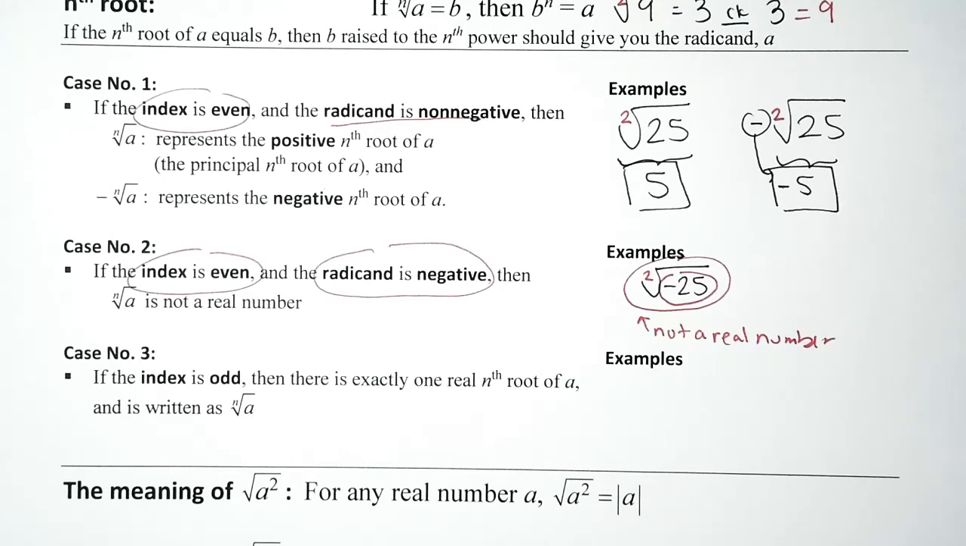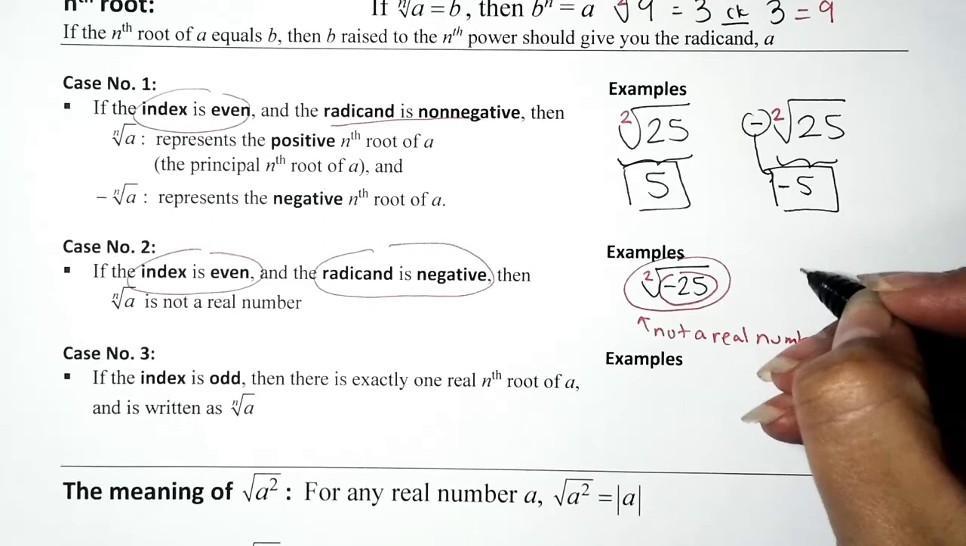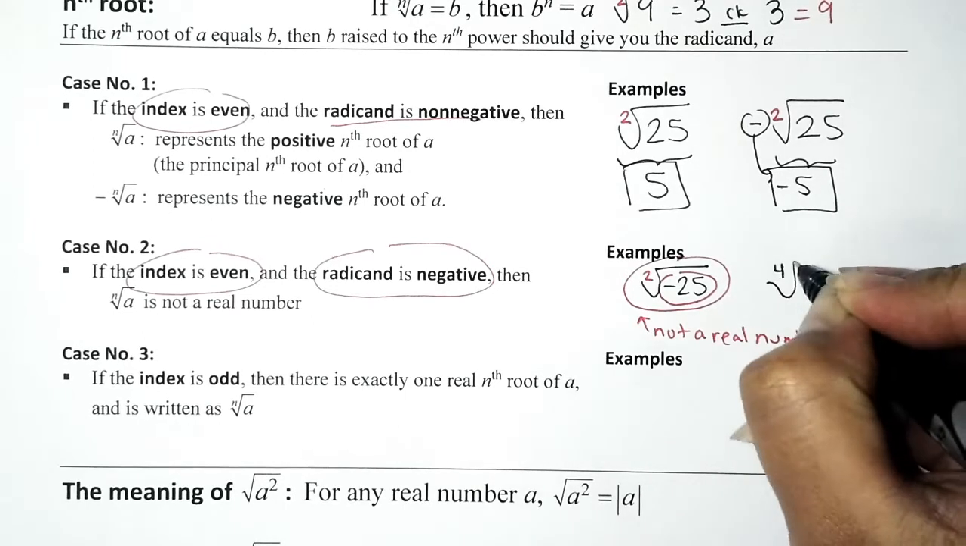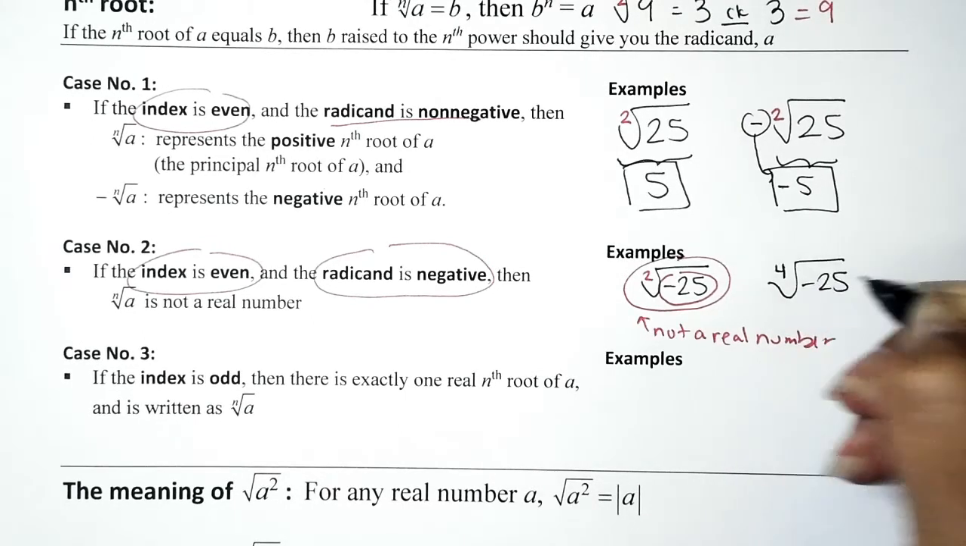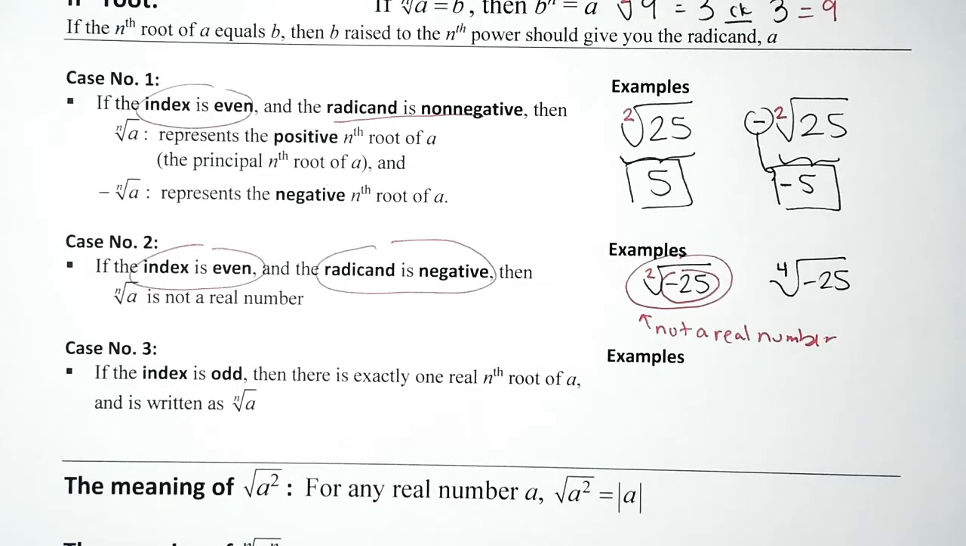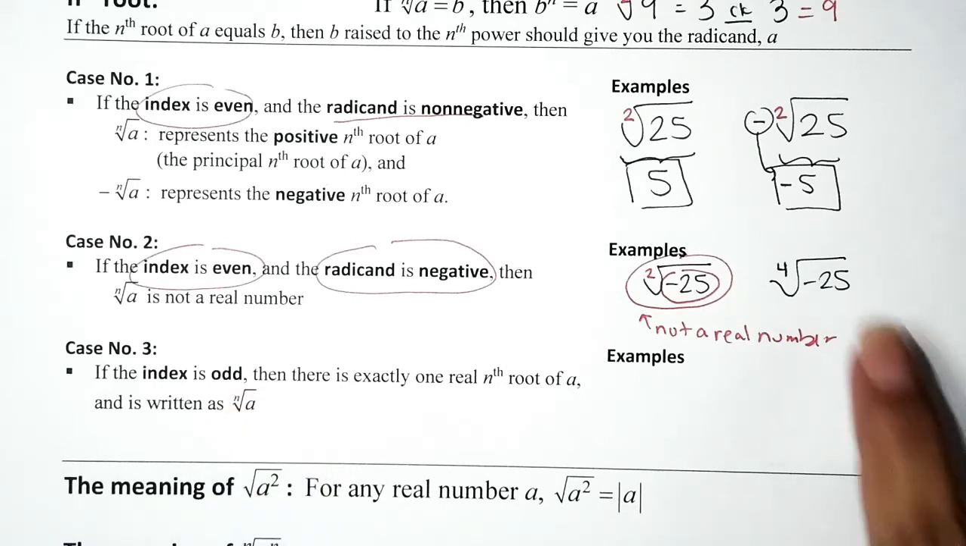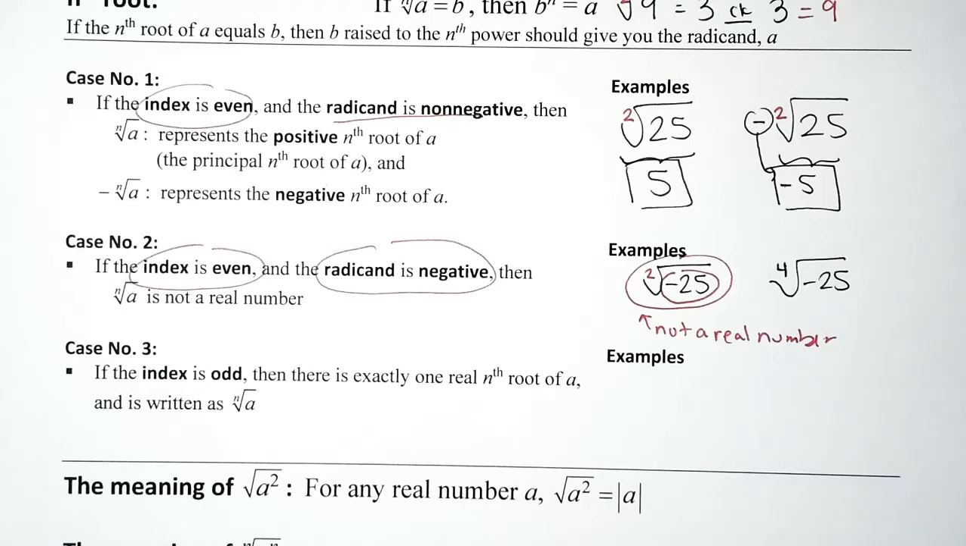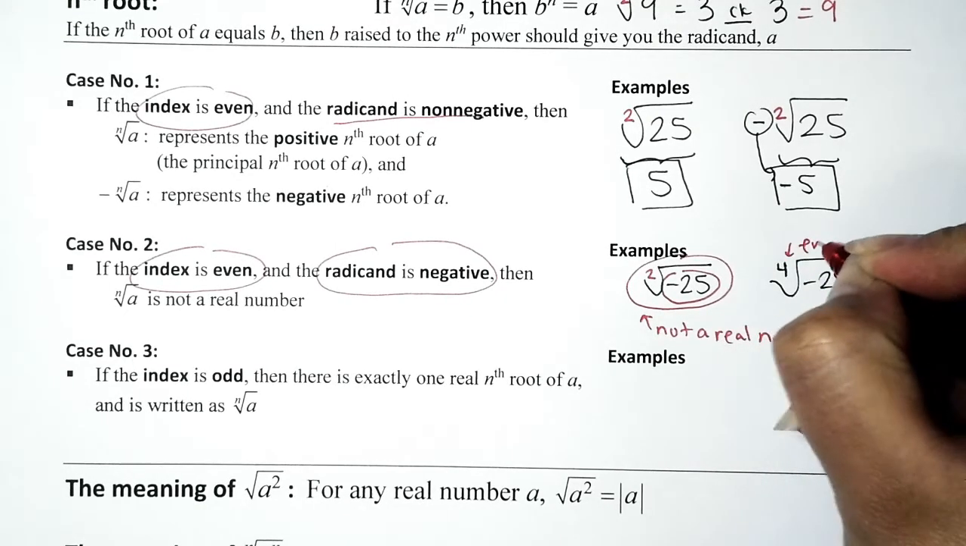So now let me put another example. What if I have the 4th root of negative 25? Now I'm like, okay, what does that simplify to? First things first, what's the index? Is the index odd or even? We haven't talked about odd just yet. Oh, the index is even. I got an even index, okay?